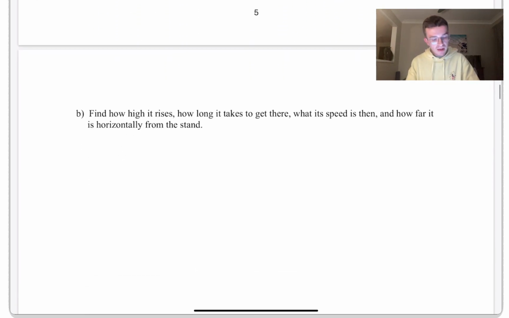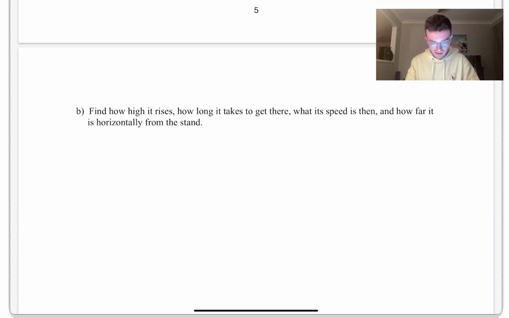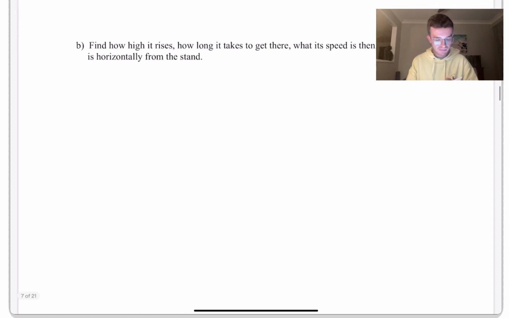So part B says, find how long it rises, how long it takes to get there, what is its speed then, and how far horizontally is it from the stand? So if I'm an object and it's going up and up and up, we know that we have a constant horizontal velocity, which means its velocity in the horizontal direction is never changing, it's constant. In this question, it's 20 root 3.